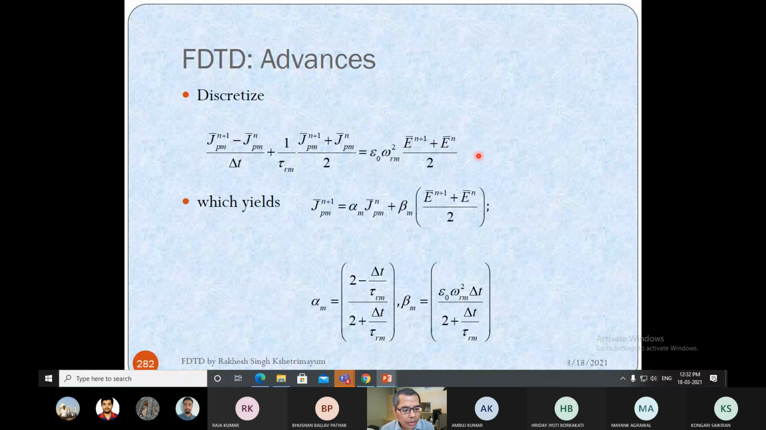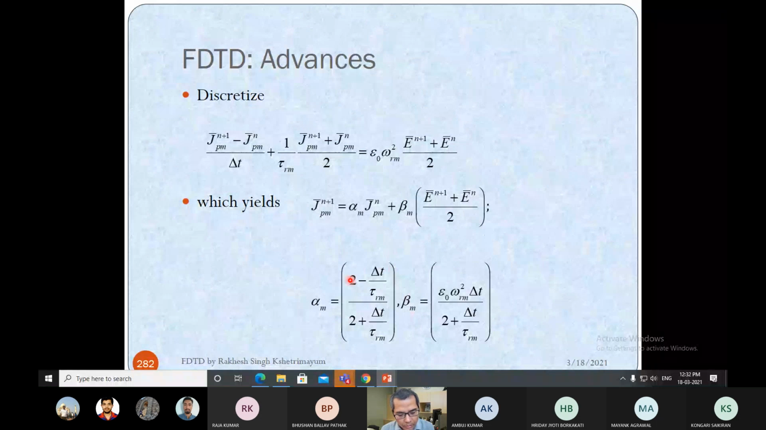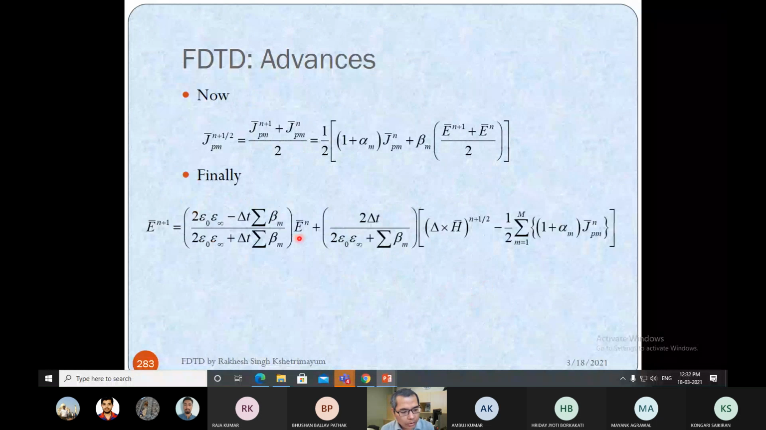So finally, if you want to write J_PM at n+1, it will be α_m J_PM at n plus β_m times (E at n+1 plus E at n) divided by 2. Where α_m and β_m, you can find out, are time dependent and material dependent parameters. Finally, J_PM at n+1/2 you want to find, you just take the average of J_PM at n+1 and J_PM at n divided by 2. You can find it out from this relation here.